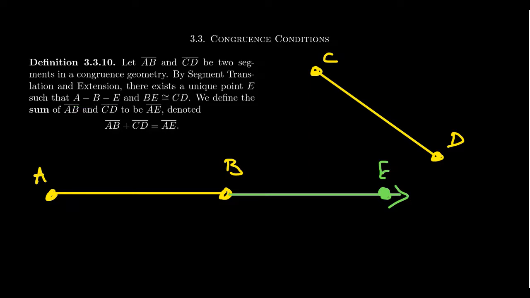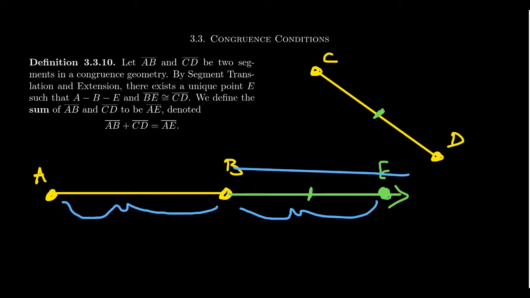And we're going to have that the segment BE is then congruent to CD. So we require that these segments are congruent to each other. The segment translation axiom allows this to happen. Extension, all of this comes into play right here. And so then we define the sum of the segment AB plus the segment CD to be this new segment AE. We'll denote this as AB plus CD is equal to AE. We call it a sum in this congruent sense, because we have the segment AB, we have the segment BE, but BE is congruent to CD. So in the usual sense of segment addition, we've put these two segments together and formed a bigger one. And that's what we mean by addition of segments here.